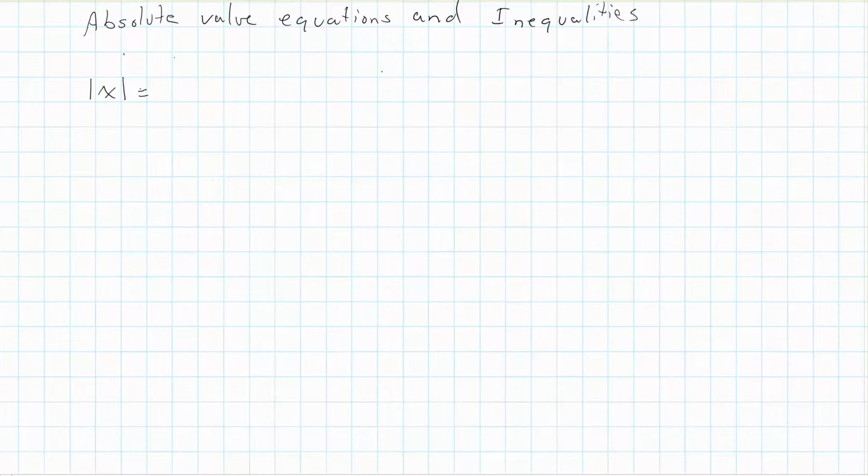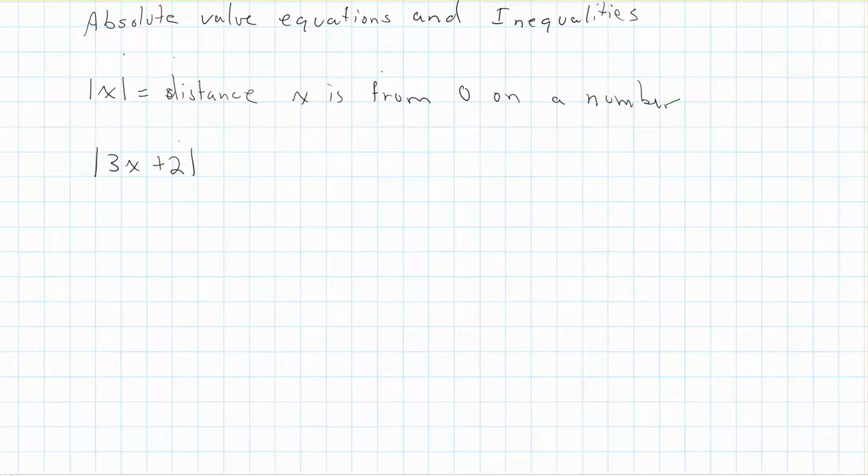And while that's okay to think that way from a computational standpoint, it's really not what absolute value of x is. Absolute value of x is the distance x is from 0 on a number line. And so let's look at an absolute value equation. For instance, the absolute value equation we can look at is the absolute value of 3x plus 2 equals 7.